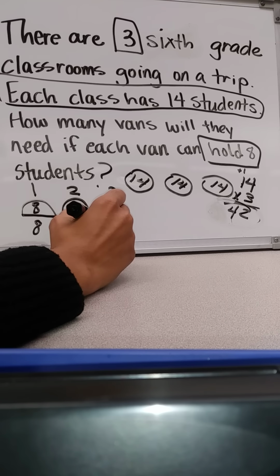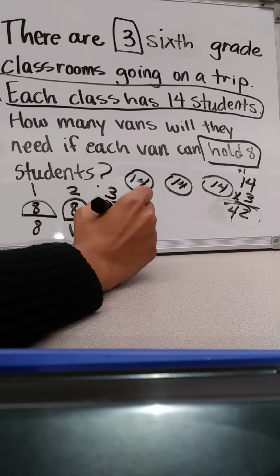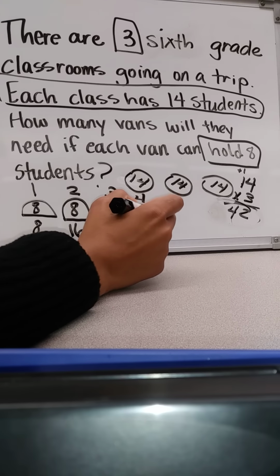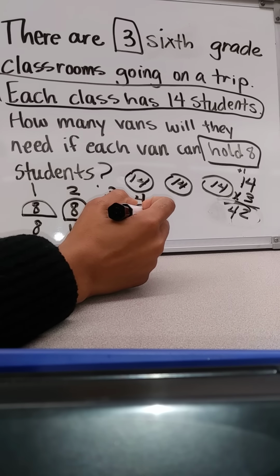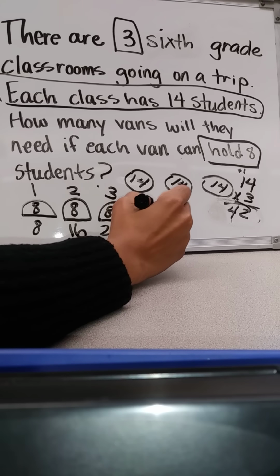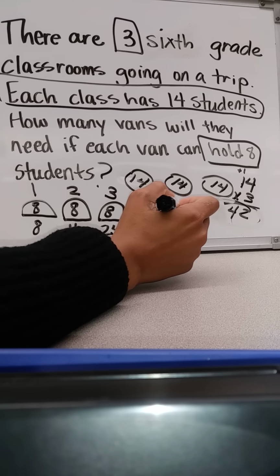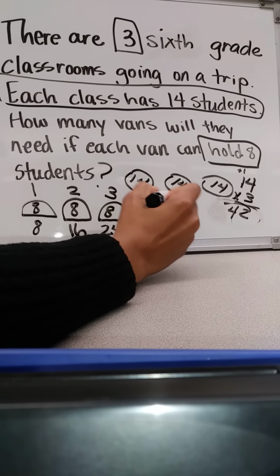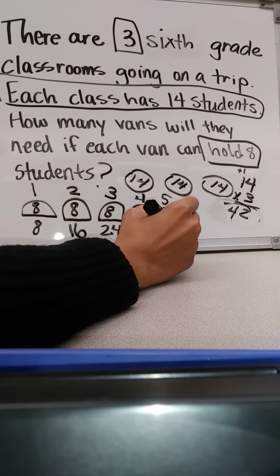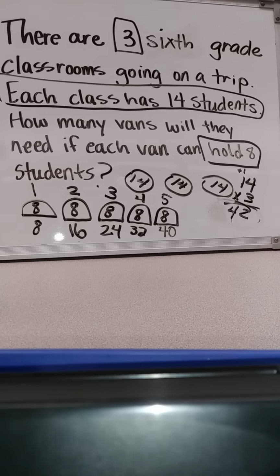So this would be 24. 4 vans with another 8. That's 32 students that are allotted for so far. 5 vans, and that's another 8. That's 40. So now if we stop there, what's going to happen?